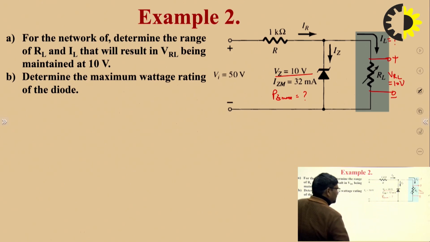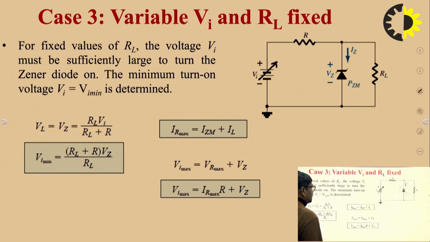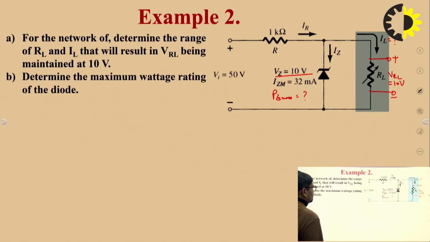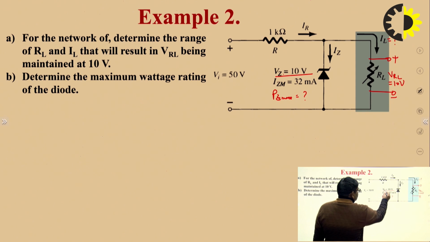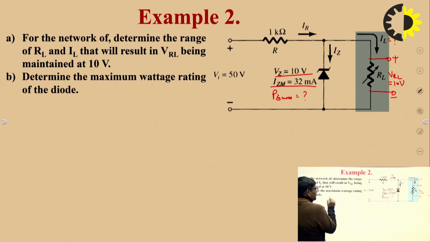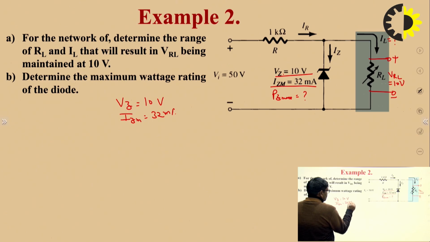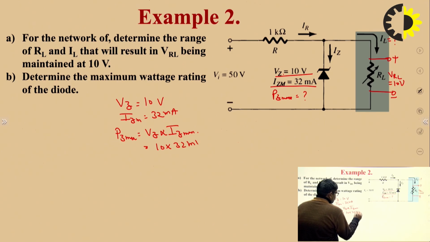So how do we calculate this? We easily calculate it by using the formula. We know that Iz maximum is given, so Vz is equal to 10 volt and Iz maximum is equal to 32 milliampere. So Pz maximum is equal to Vz into Iz maximum. Vz is 10 volt, and this one is 32 milliampere. So Pz maximum is 320 milliwatt.